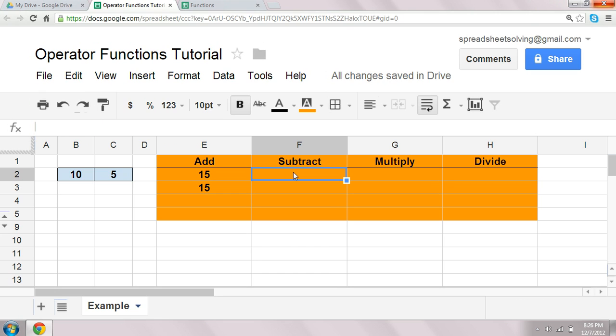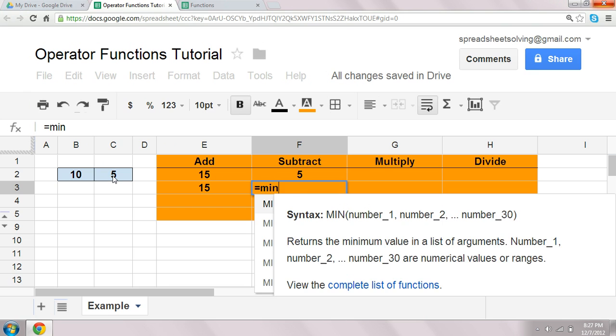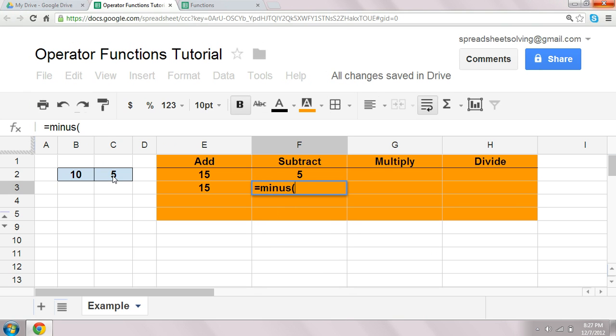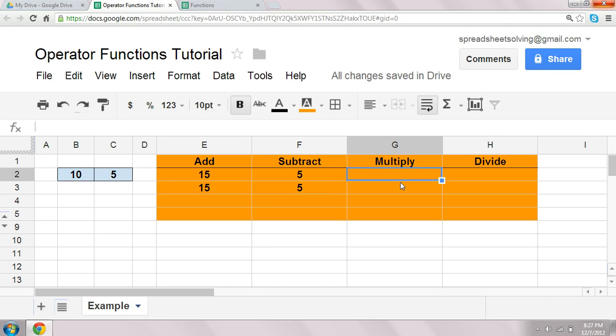All right, same deal goes with subtract. We've always learned to use the minus sign growing up, and that works just fine. But in spreadsheets, you can even use an operator function, which is the MINUS function, and again, separating the two numbers by a comma. The multiply function works the same way.